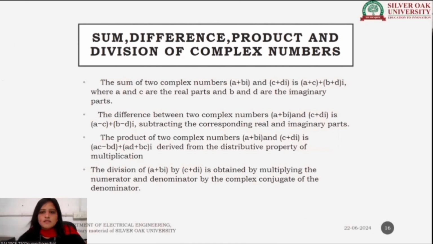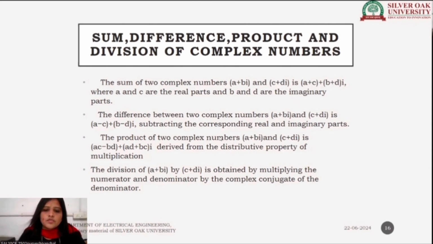Now let us discuss the sum, difference, product and division of complex numbers. The sum of two complex numbers: if we have two complex numbers a plus bi and c plus di, and we want to find the sum, first of all we will add the real parts, and then we will add the imaginary parts together. Similarly, we can find the difference between two complex numbers. First we find the difference of the two real parts and then of the imaginary parts. In the imaginary part, i will be common.